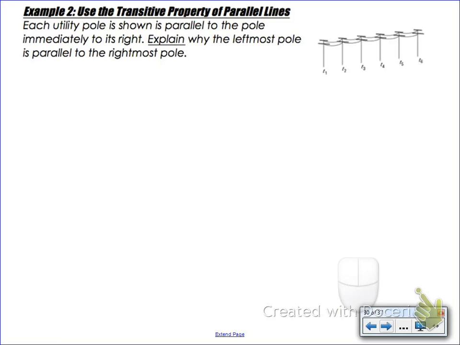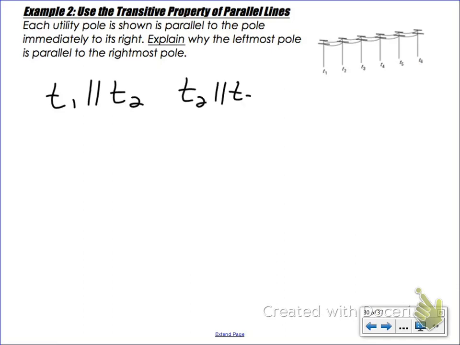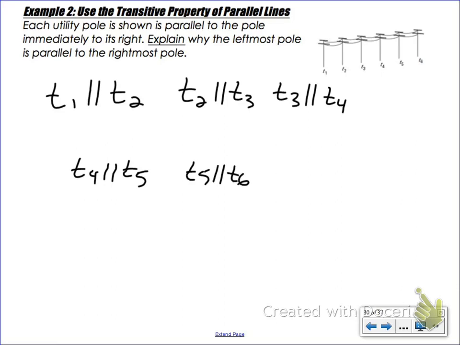In our second example, we're going to use the transitive property and show how it relates to parallel lines. So we have 6 utility poles that are all in a row. And each pole is parallel to the one next to it. So what that means is that line T1 is parallel to line T2. T2 is parallel to T3. T3 is parallel to T4. T4 is parallel to T5. And then T5 is parallel to T6.